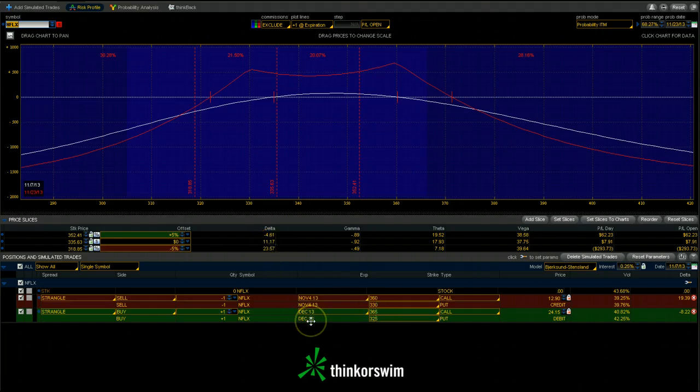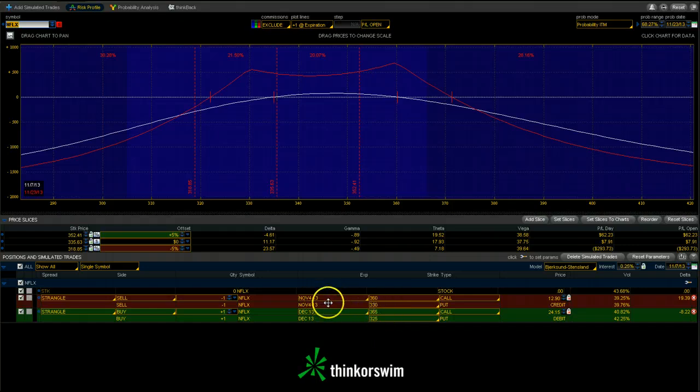So a double diagonal is basically you sell a strangle and you buy a strangle. And you typically buy a strangle the next month out at different strike prices. That's what makes it a diagonal. If you use the same strike prices, it would be called a double calendar. So think of it as a short strangle and a long strangle with your long strikes 5 points beyond the short strike. So here we have 330 on the put side, and we have 325 out in December.